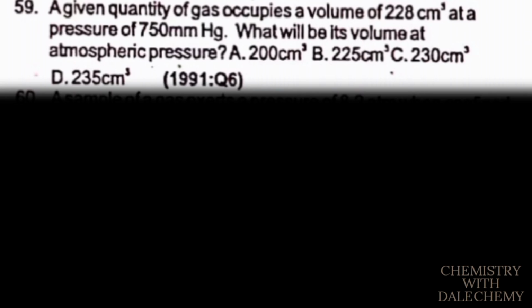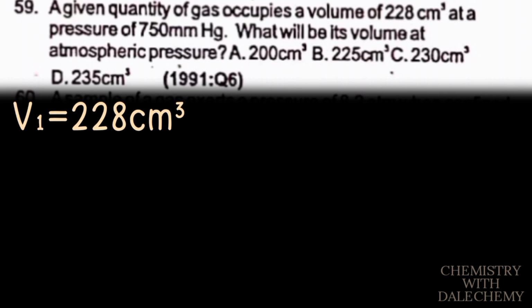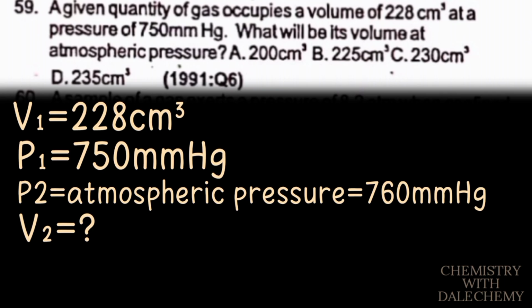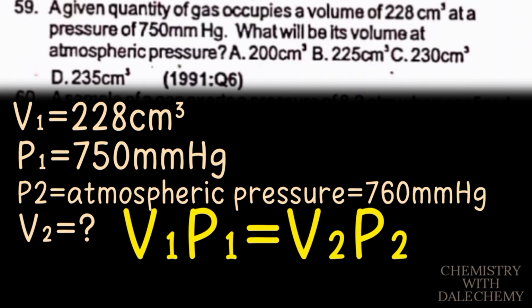Once we can see that it is just the relationship between volume and pressure, that is, as volume is changing, it is affecting the pressure as well, we definitely know that it is Boyle's law that we are going to use. So V1 is equal to 228 cm³, P1 is 750 millimeters of mercury, V2 is the unknown, and P2 is the atmospheric pressure, which is 760 millimeters of mercury. So from Boyle's law, V1P1 is equal to V2P2.